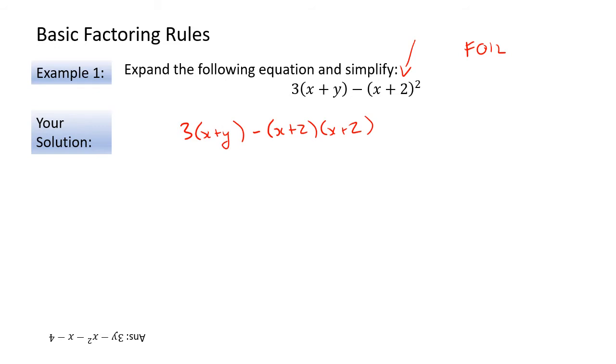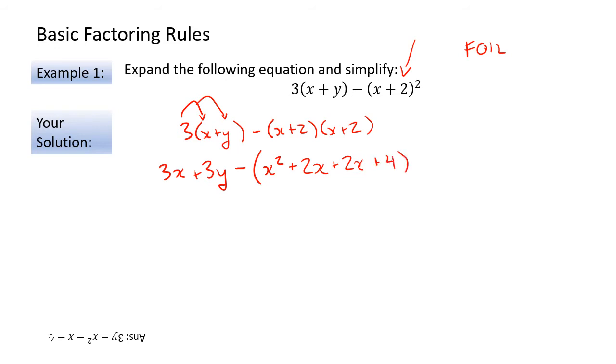So I'm going to start by multiplying the 3 into both these terms. So I'm left with 3x plus 3y. Then I have minus, and I'm going to go in order. The first terms, x times x, is x squared. The outside terms, x multiplied by 2, is 2x. Then the inside terms, 2 times x, so plus 2x. And the last terms, 2 times 2, which is plus 4.